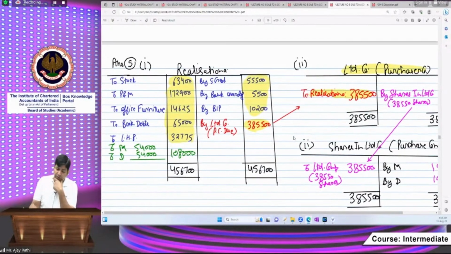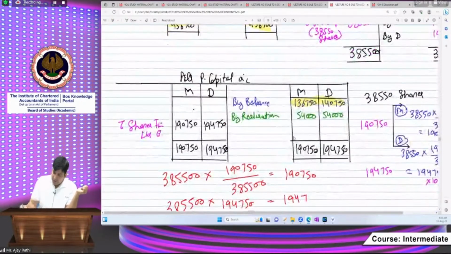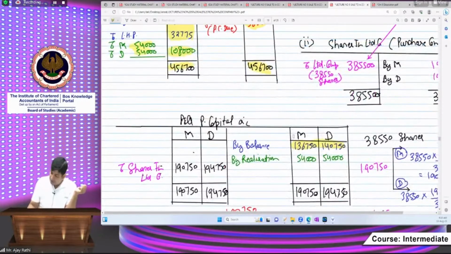So profit and loss on realization must be distributed. 1,08,000 is their profit, and that has to be distributed to the partners in the profit sharing ratio, and that has to be posted to the partners' capital account also. So beta, here is the partners' capital account where such profit has been distributed. Step number 4 has been done.